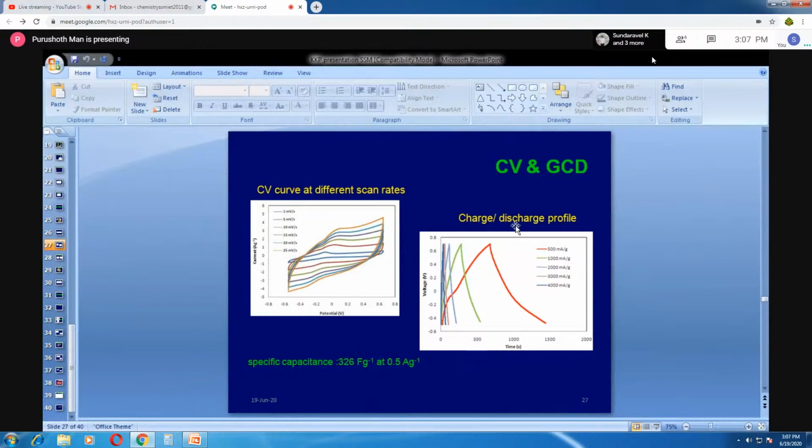According to the charge discharge profile, you can easily find that this also has that kind of behavior, because the pure EDLC will have a triangular shape. This is in between. And the specific capacitance from the charge discharge curve is 326 farad per gram at a rate of 0.5 ampere per gram.